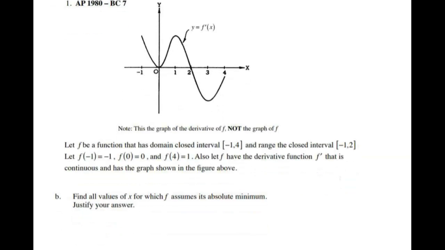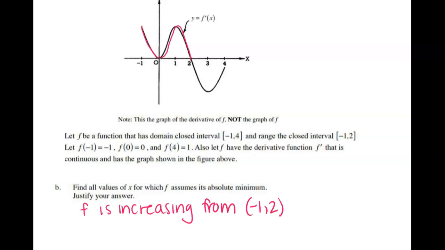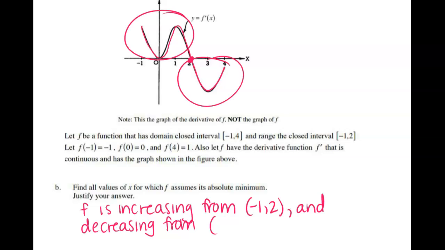Part B, absolute minimum. Okay, so it looks like f is increasing from -1 to 2, since the derivative is positive, and decreasing from 2 to 4, because the derivative is positive over here and negative over here.